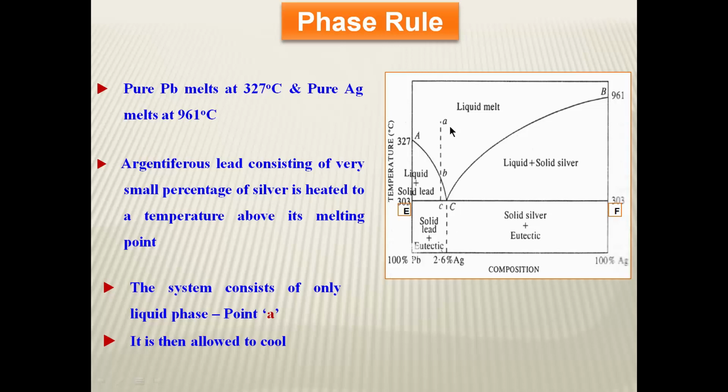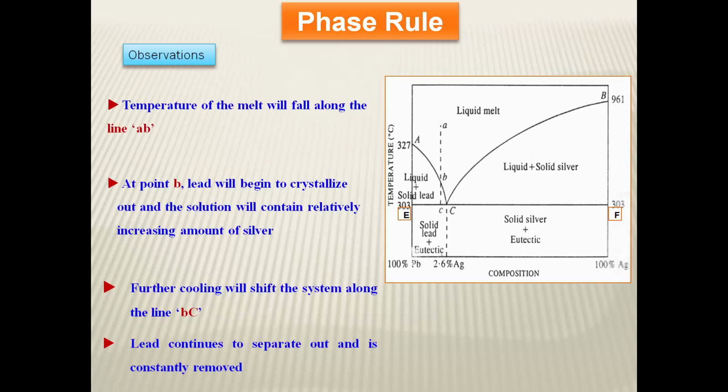When you start cooling this liquid melt, then what are the observations? Temperature of the melt will fall along the line AB. There will be no change in the composition of the liquid melt till the dotted curve AB is traced. That is, we are only lowering the temperature of the liquid melt.